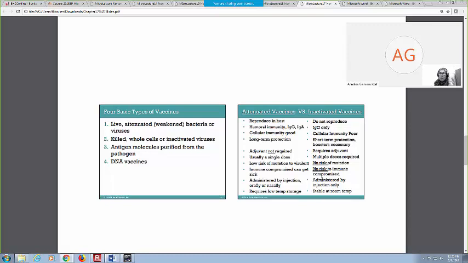And then there are a couple other minor things where it would be more expensive to have an inactivated vaccine administered because you can only administer by injection. The most effective way to inject vaccines is into the muscle, and that way it really elicits a really good immune response. But it's stable at room temperature, so it's easier to store than an attenuated vaccine.